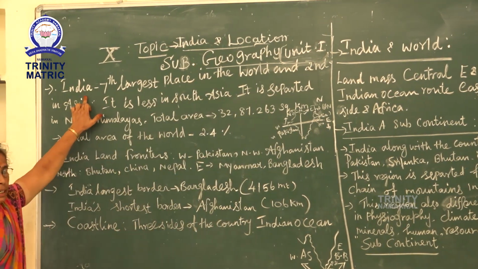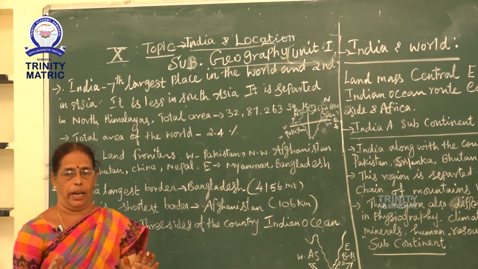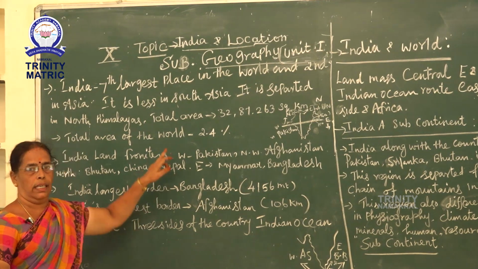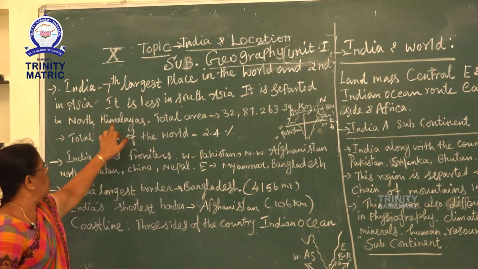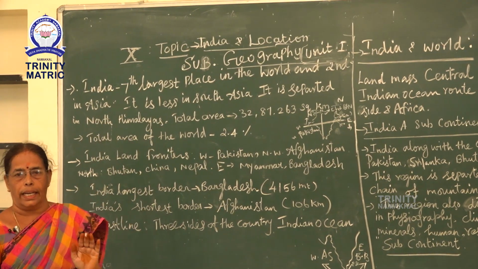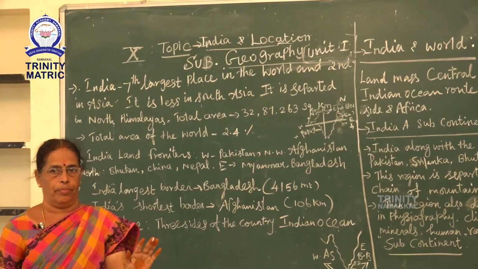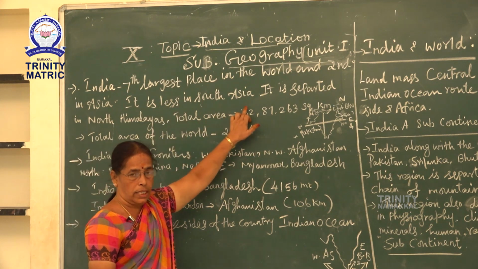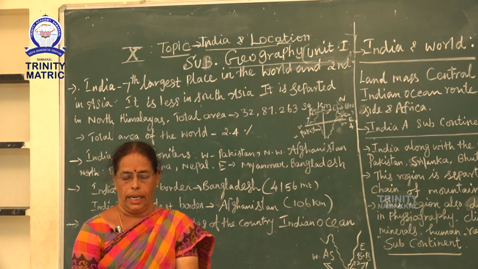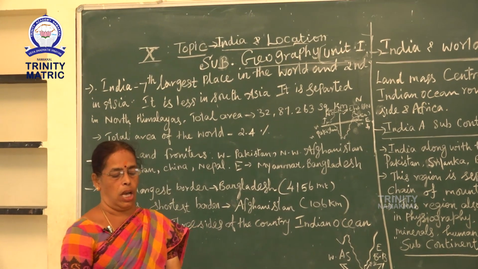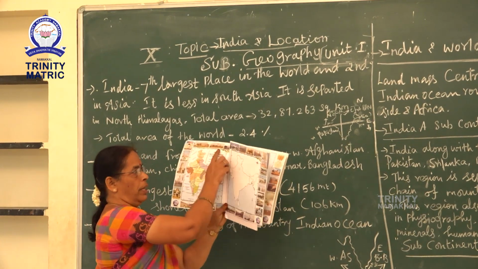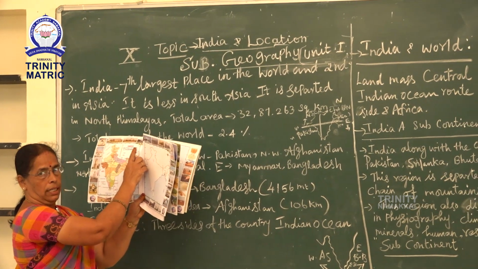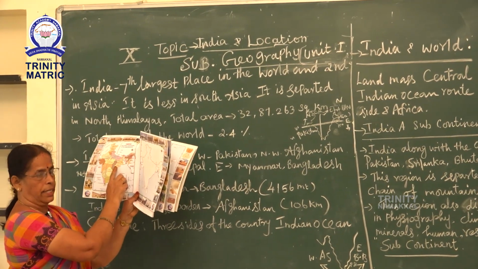Now, India is the 7th largest country in the world and the second largest in Asia. India lies in the south of Asia, in South Asia. It is separated from the rest of Asia. Here is Southern Asia, and India lies here.